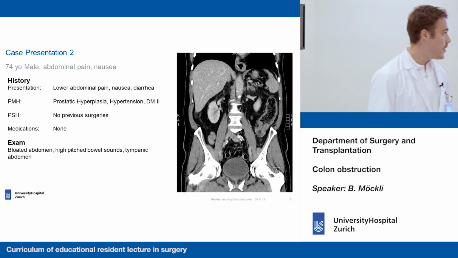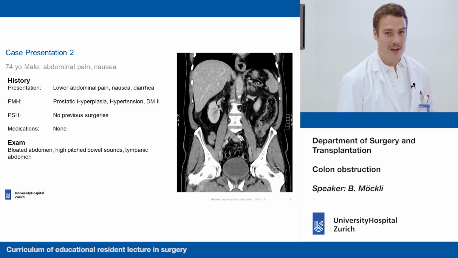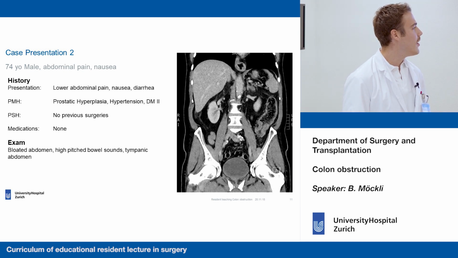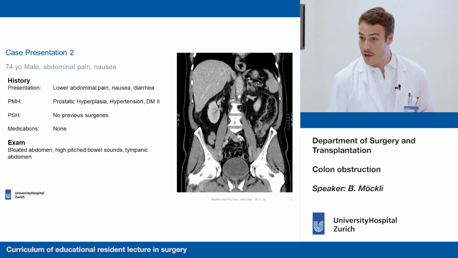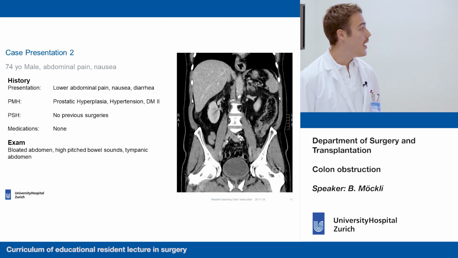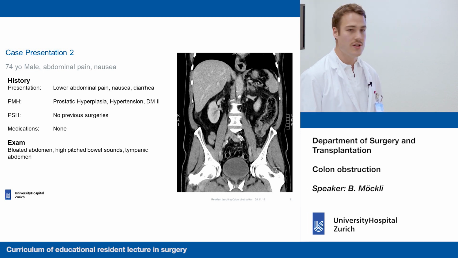A CT scan is performed and shows the following picture. Also a very typical sign: an apple core lesion in the distal colon. So the diagnosis of a colorectal cancer is made, and the patient underwent the resection during the same admission.